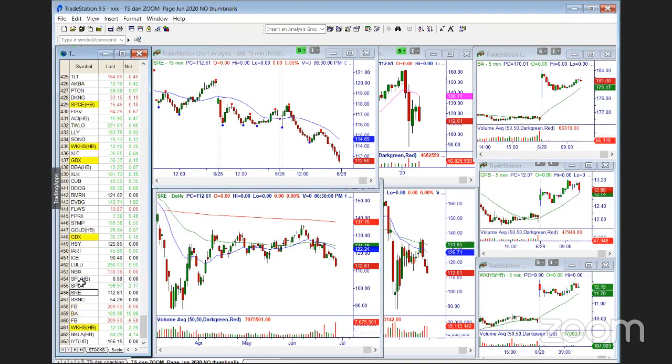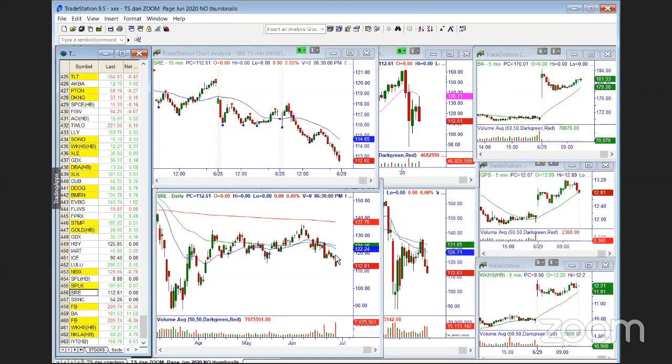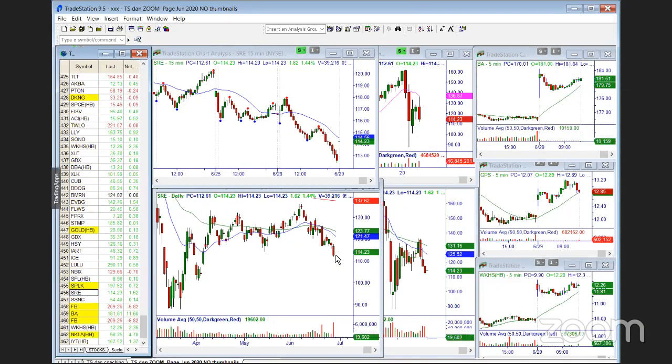This looks like a continuation short, SRE. This was a bear 1, 2, 3, 4, 5. Wide range from consolidation, and bearish inside bars. So that was a great entry on Friday under Thursday's low.